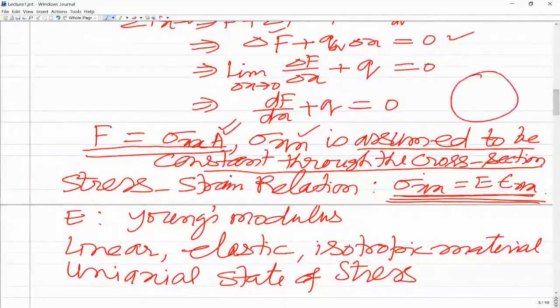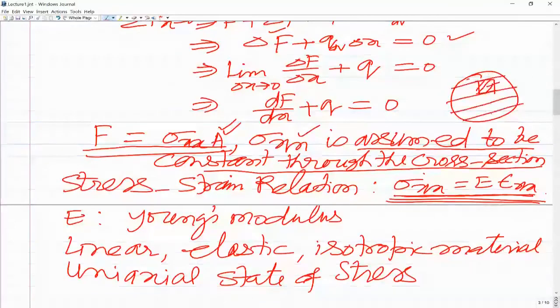If you take a small area in this cross section, find the total force acting on it divided by that area, whatever we get, we get the same if we take the total force divided by the total area. So that means the force per unit area is the same everywhere through the cross section.